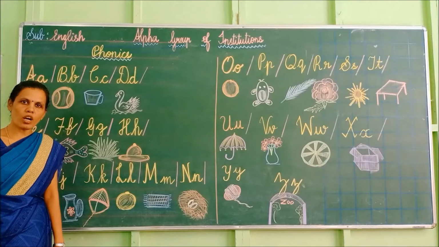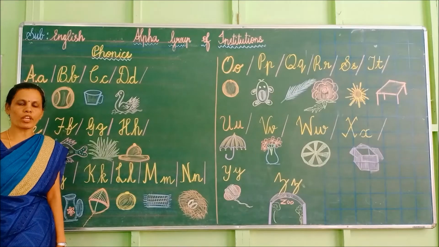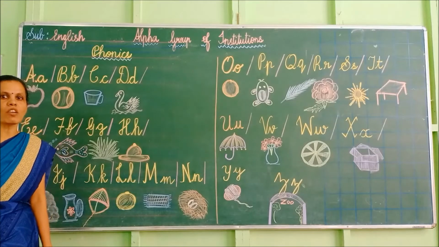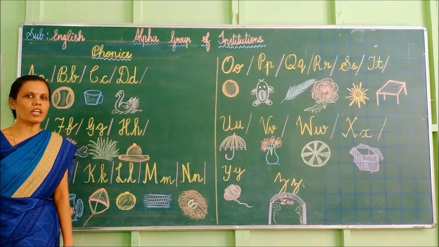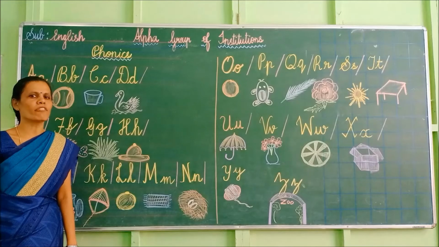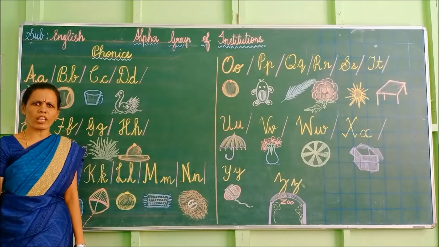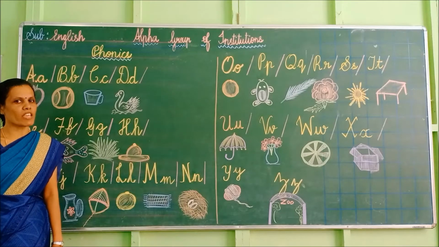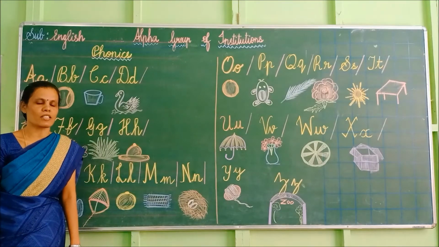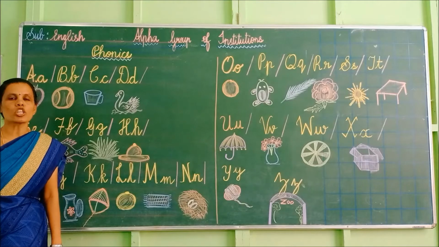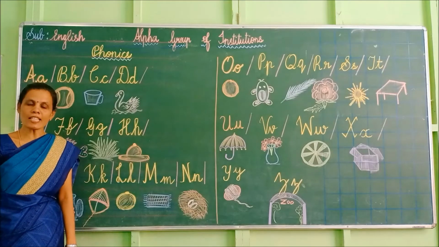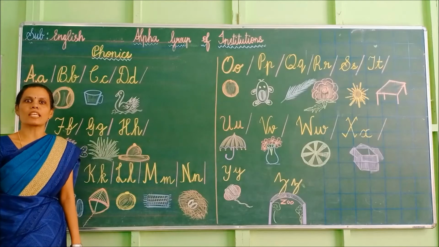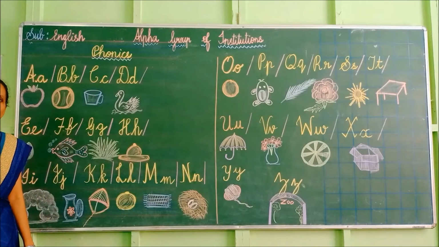Good morning to all. I hope you are doing good at home. Today's new topic is phonics. What are you going to learn? You are going to learn phonics. What is phonics? In the alphabet family, we have 26 letters. How many letters do we have? 26 letters. Each letter has its own sound.